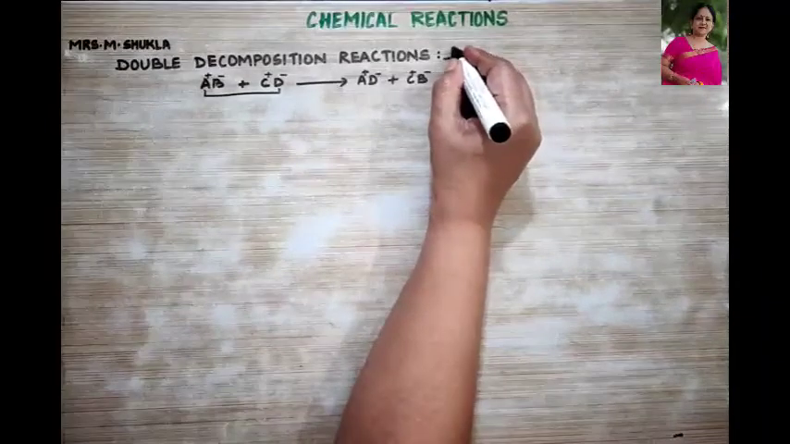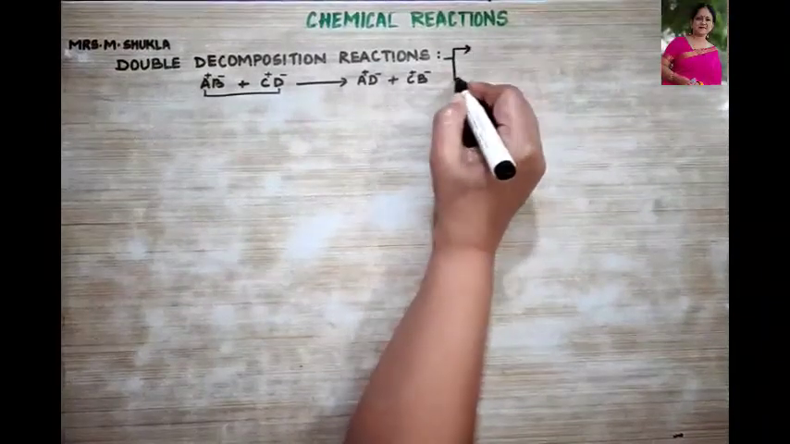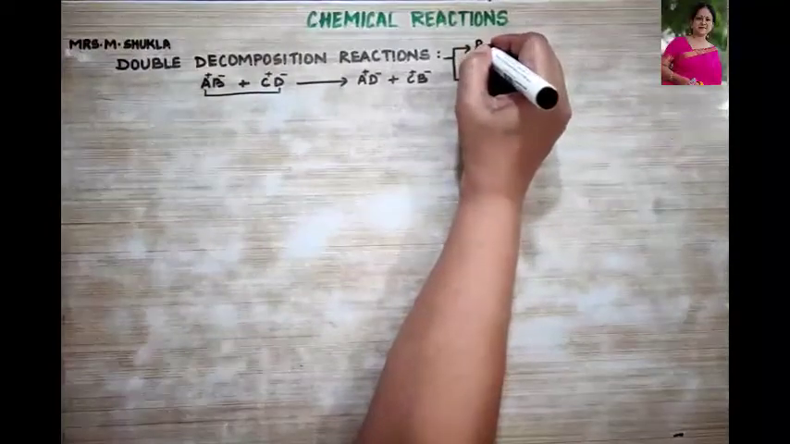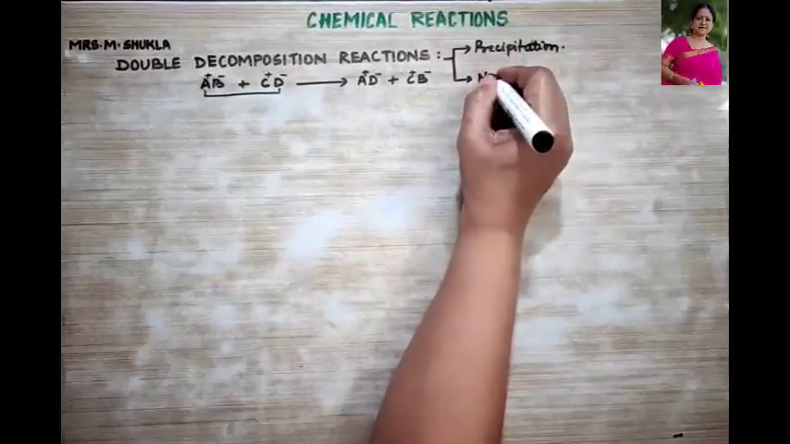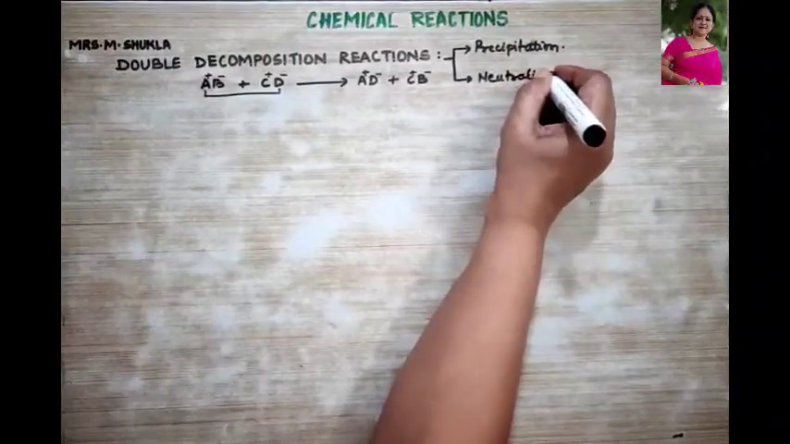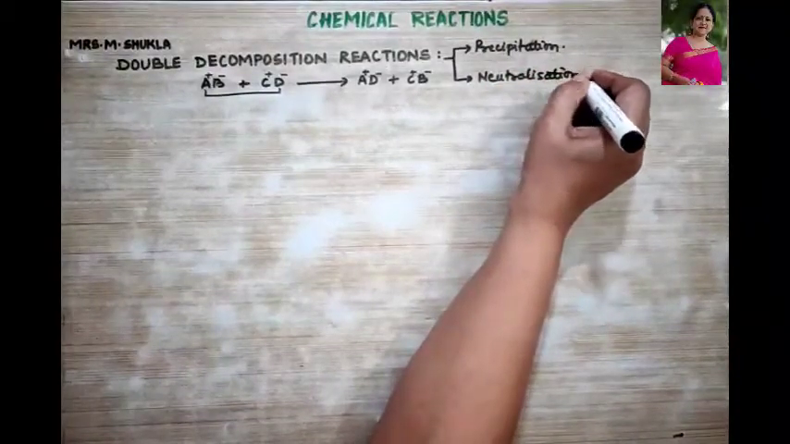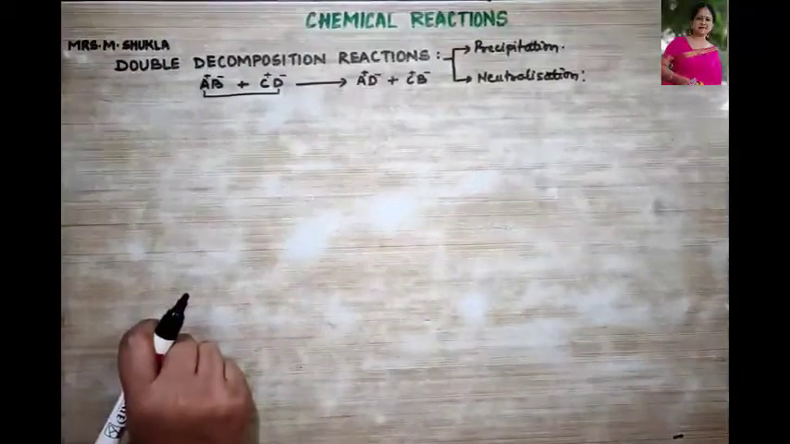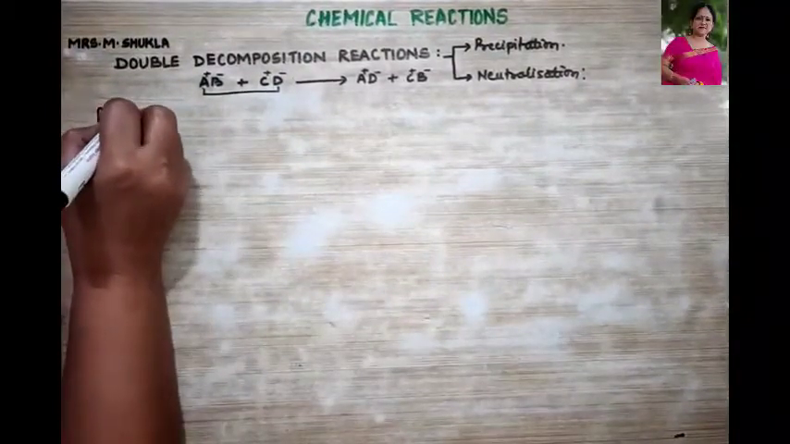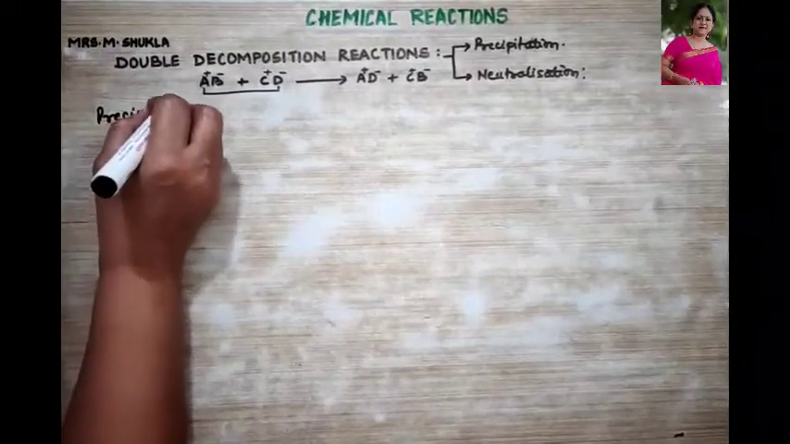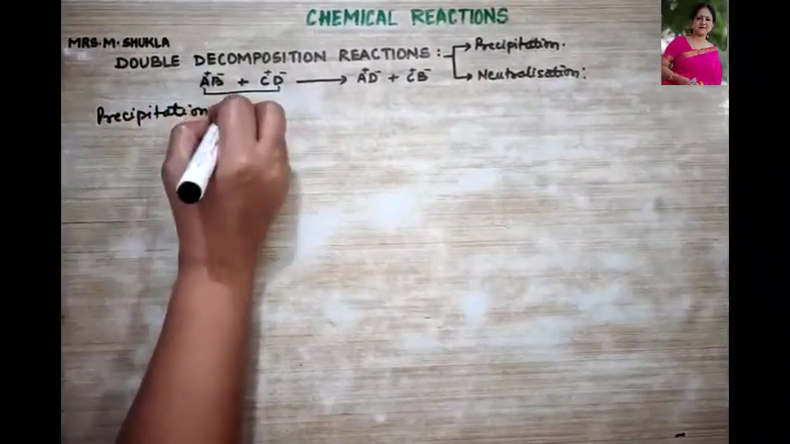These double decomposition reactions are of two types. What are they? They are precipitation reactions and neutralization reactions. So we are going to study all these types of reactions. Let us begin with the precipitation reactions.